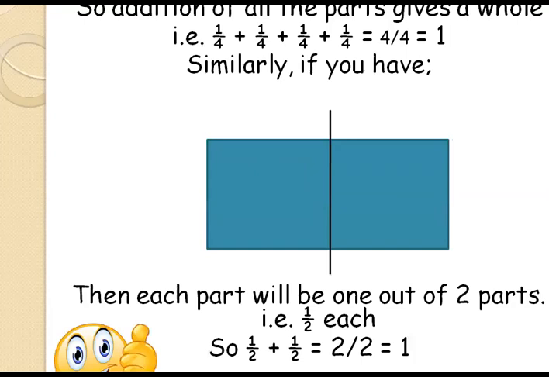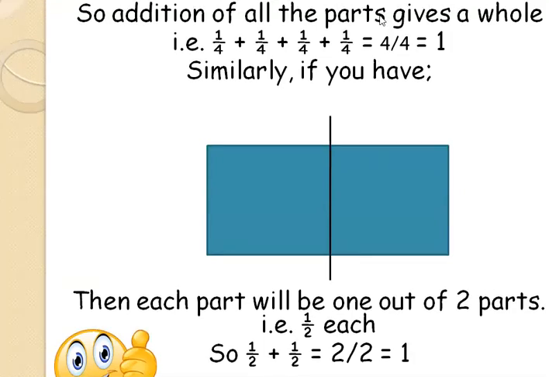Also, you should know that if I had all these parts together, it will give me a whole. Addition of all these parts gives me a whole. So 1 over 4 plus 1 over 4 plus 1 over 4 plus 1 over 4 will give me 4 over 4. And 4 over 4 is 1. So if I had those 4 parts together, it will give me 1.